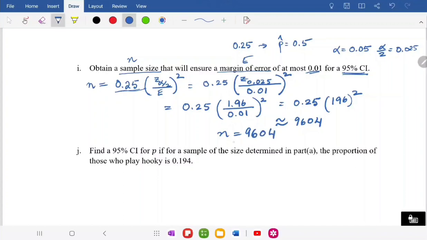So we will need a sample size of 9,604 to ensure a margin of error of at most 0.01 for a 95% confidence interval. This is how you work it out. Now this formula is there on the formula sheet for chapter 12. So you just need to look it up, and if they haven't given you a guesstimated proportion, use the one with the constant value of 0.25.